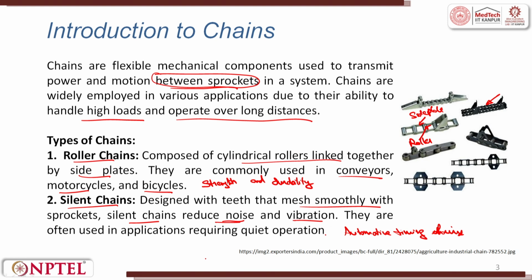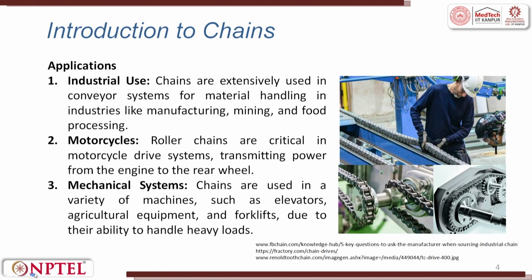There are certain applications where chains are used not only in automobiles that you have seen, there are industrial applications like you see in this figure. These are the chains which are there for a positive motion transformation. So, you can see chains are there to drive a conveyor belt here. Industrial use is there, that the chains are extensively used in conveyor systems for material handling in industries like manufacturing, mining, food processing, etc.